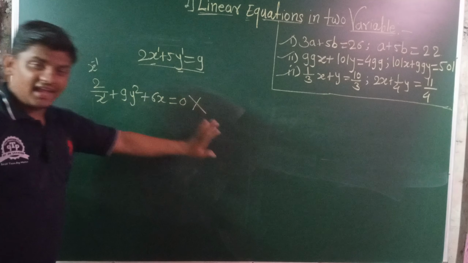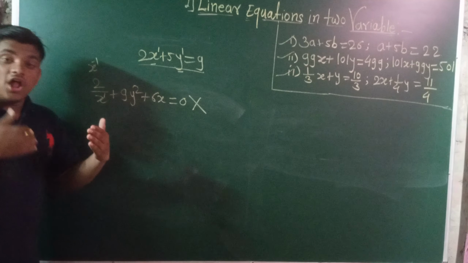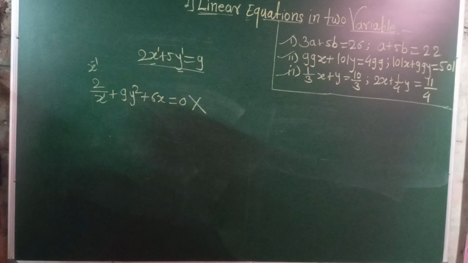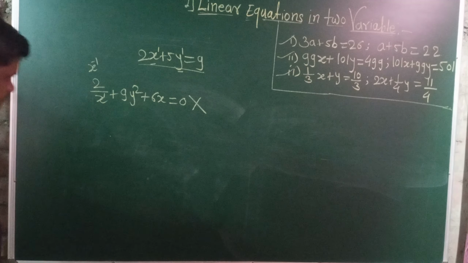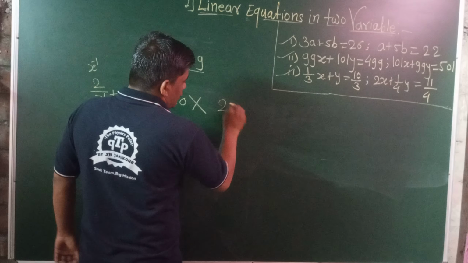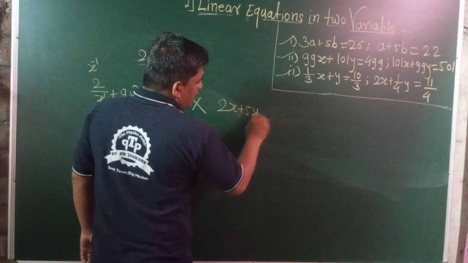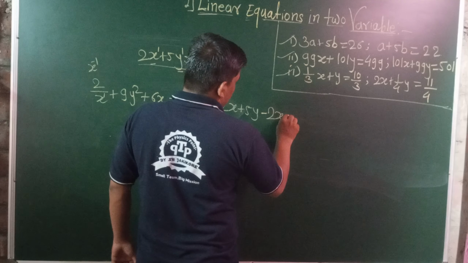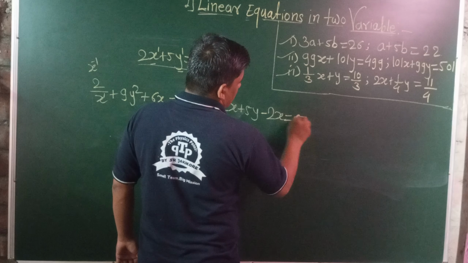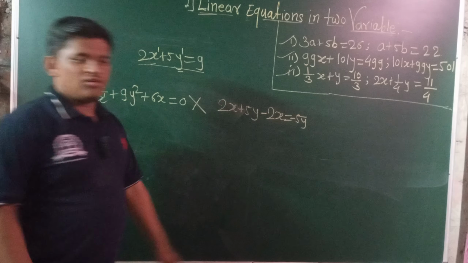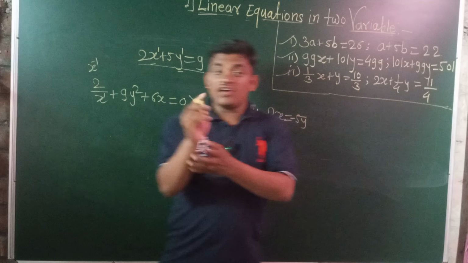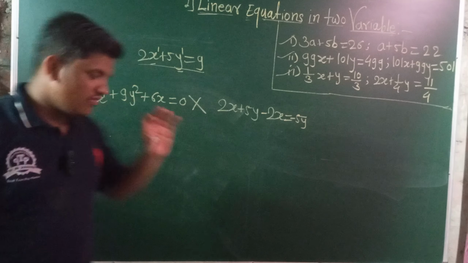We don't go on to the second term. If the first term does not satisfy the condition, then the equation is not a linear equation in two variables. Second one: 2x plus 5y minus 2x equal to minus 5y. Consider this equation and let us check whether it is a linear equation in two variables. Yes or no?